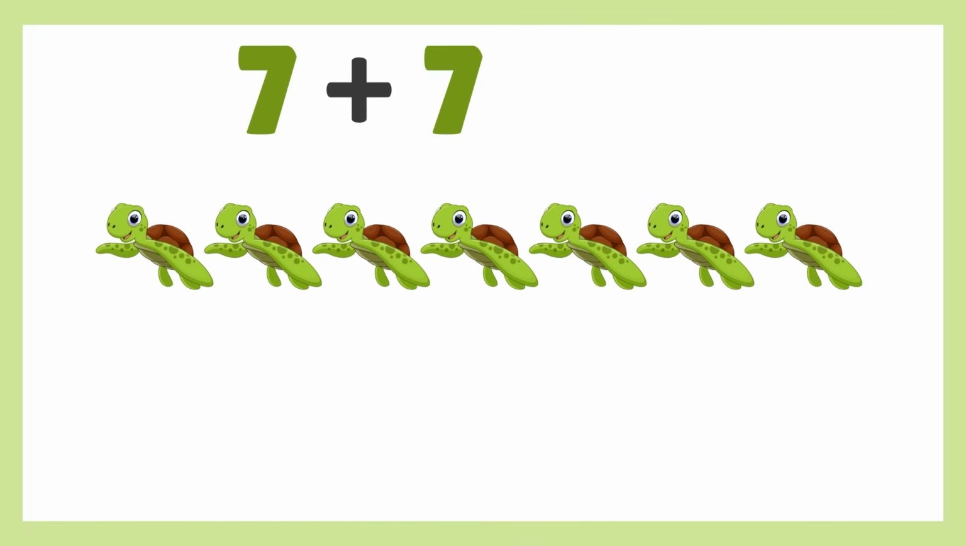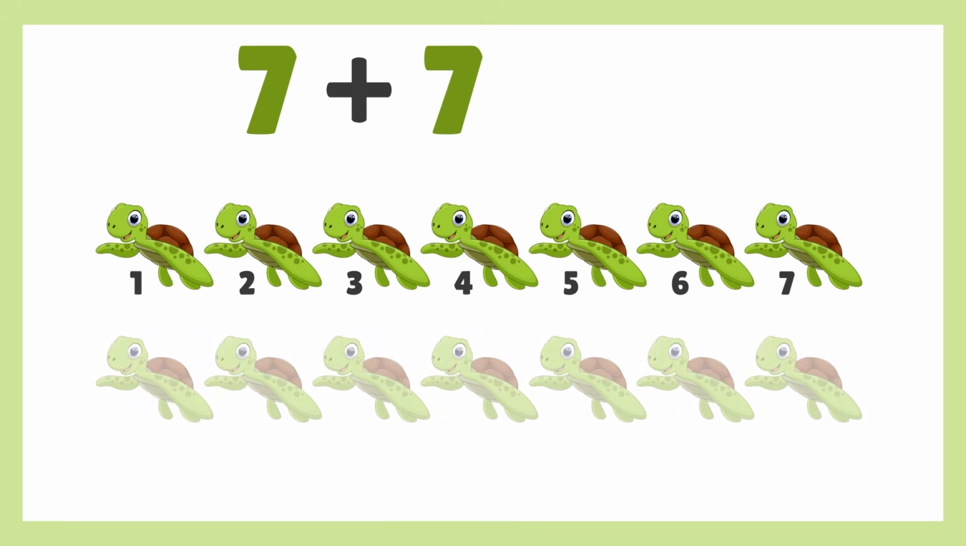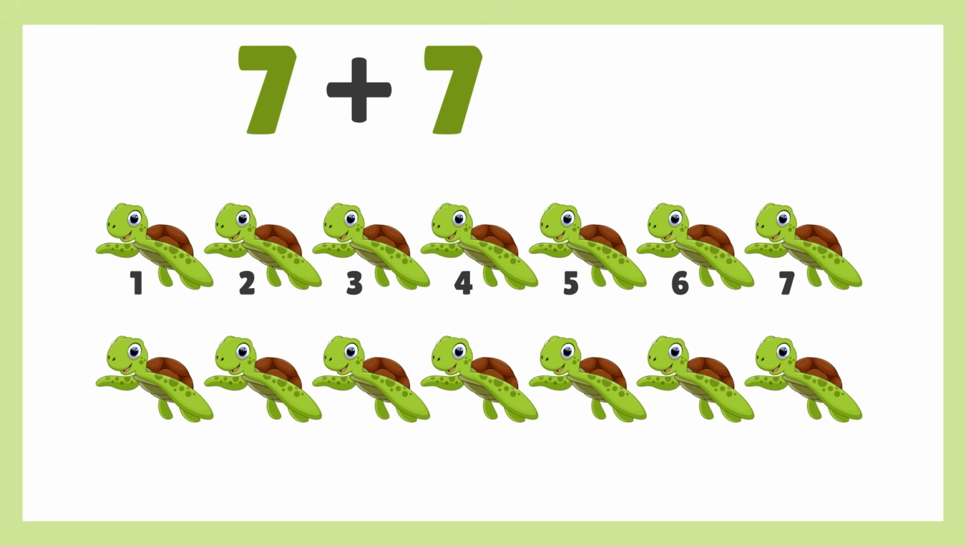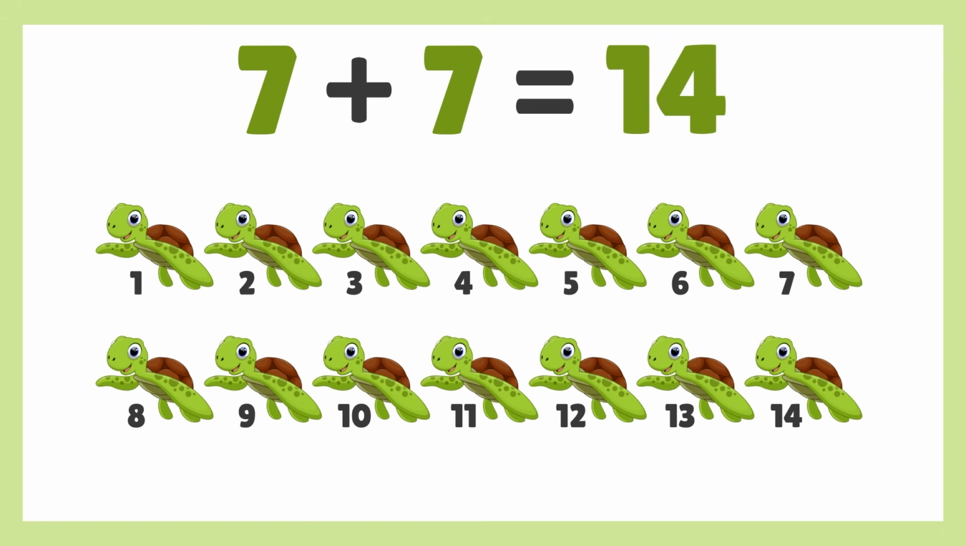Look at these sea turtles. There are 7 sea turtles in this row. Let's double these sea turtles and add another row of 7. Let's count on from 7 to see how many total sea turtles we have. 8, 9, 10, 11, 12, 13, 14. Great! There are 14 sea turtles in all. So 7 plus 7 equals 14.